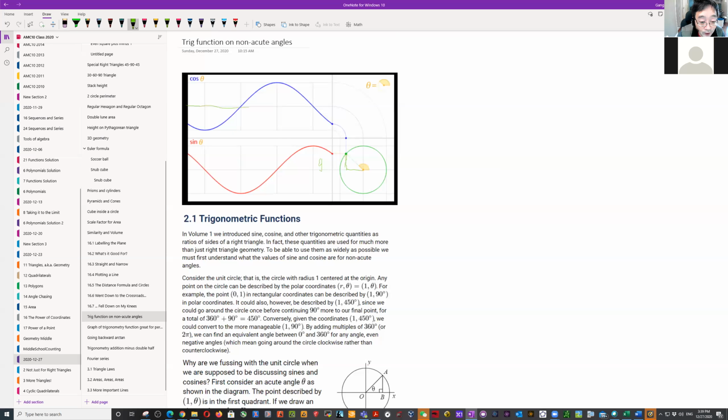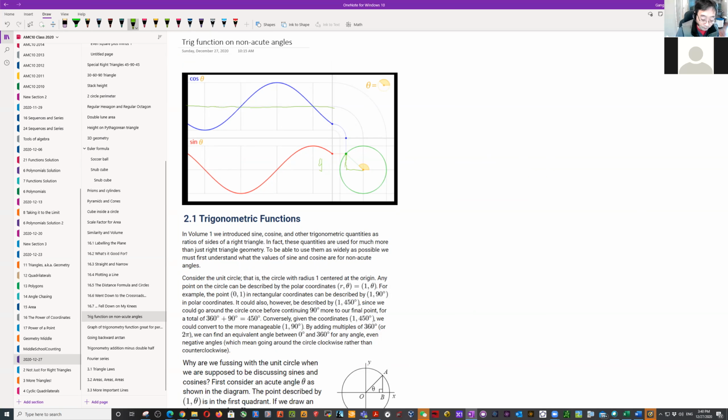So this is the 0 line. So basically, in this area, it's going to be negative. You can actually spin this around and around, and theta could go to infinity. It's just going to repeat the pattern.